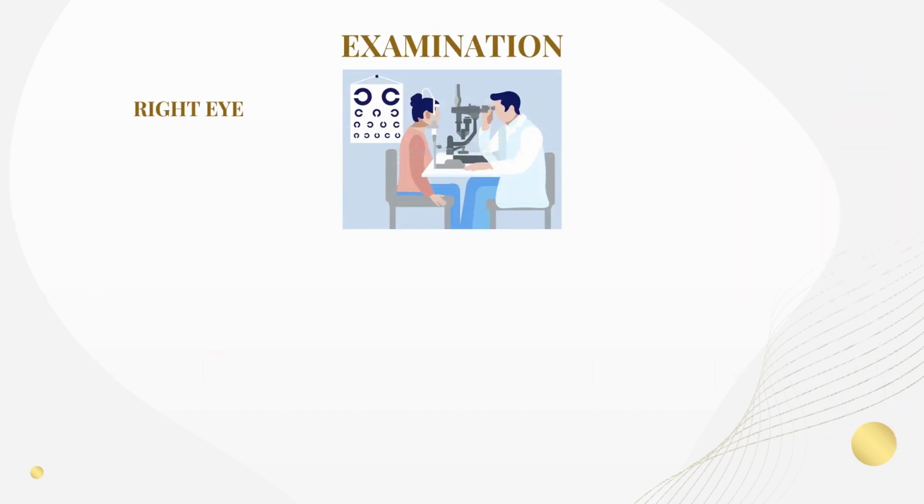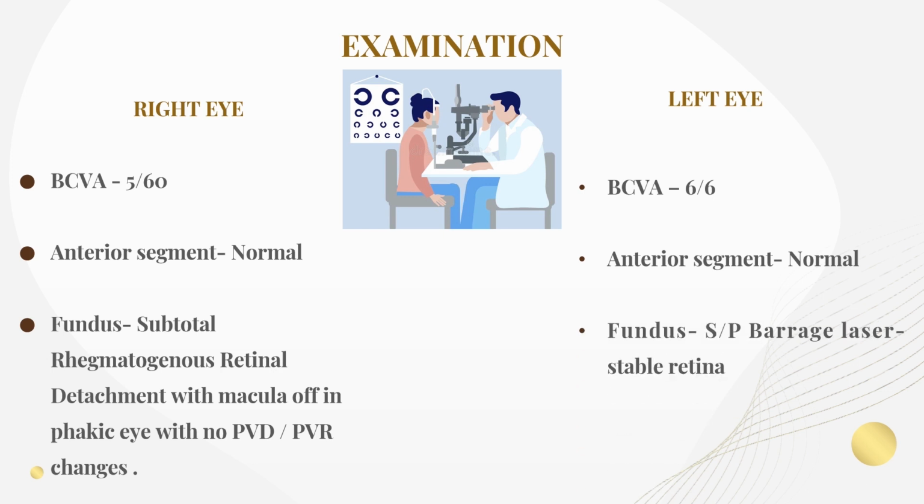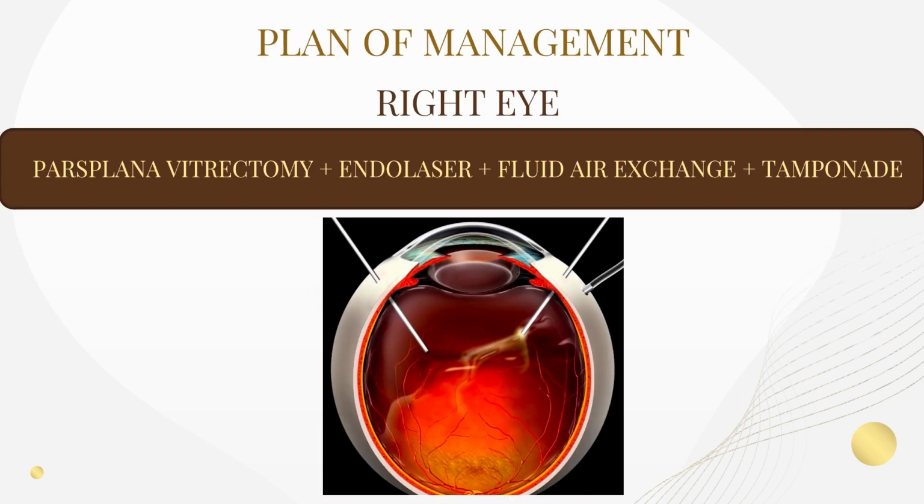On examination, her right eye had best corrected visual acuity of 5/60, anterior segment normal, fundus examination showing subtotal rhegmatogenous retinal detachment with macula off in phakic eye with no PVD or PVR changes with barrage laser scars. Her left eye had best corrected visual acuity of 6/6, normal anterior segment, fundus examination showing status post barrage laser, stable retina. Patient was planned for right eye pars plana vitrectomy, endolaser, fluid air exchange and tamponade.